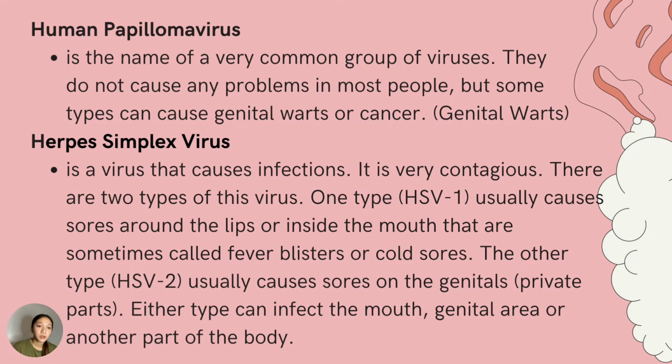Next is herpes simplex virus. It is a virus that causes infection. It is very contagious. There are two types of this virus. One type is HSV1, which usually causes sores around the lips or inside the mouth that are sometimes called fever blisters or cold sores.